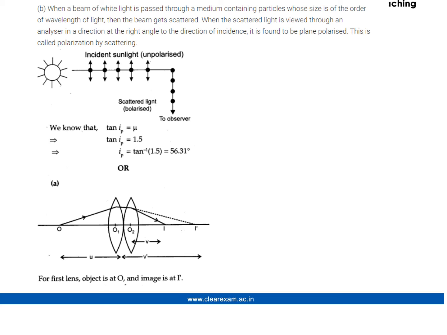Now coming to the B part. When a beam of light is scattered through a medium containing particles whose size is of the order of the wavelength of light, the beam gets scattered. When the scattered beam is viewed through an analyzer in the direction at right angle to the direction of incidence, it is found to be plane polarized. This is called polarization by scattering. So we will draw this diagram.